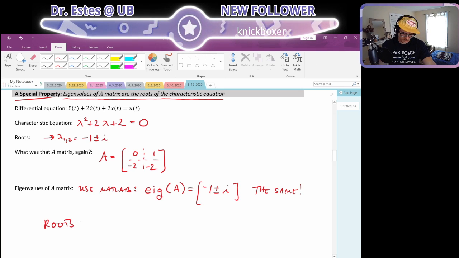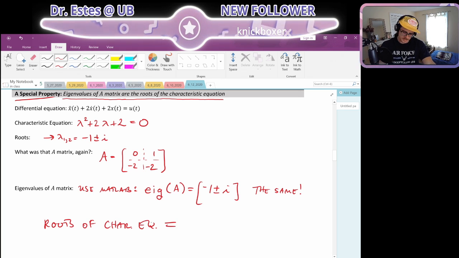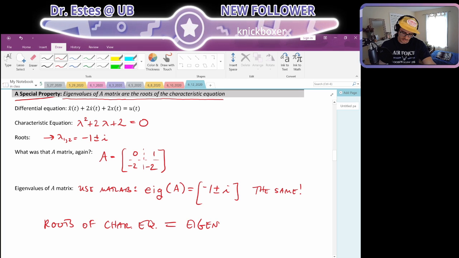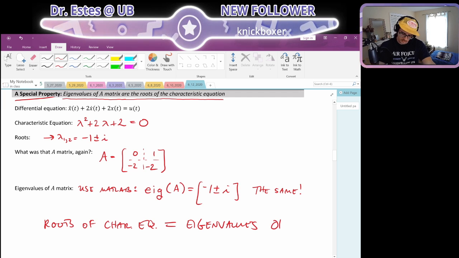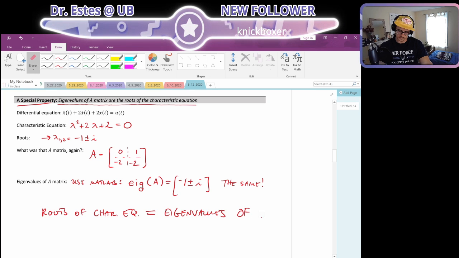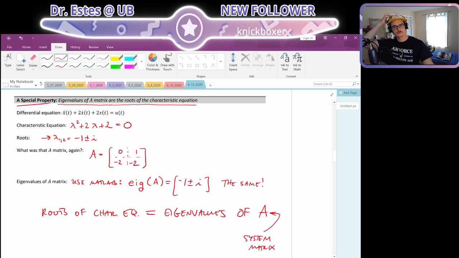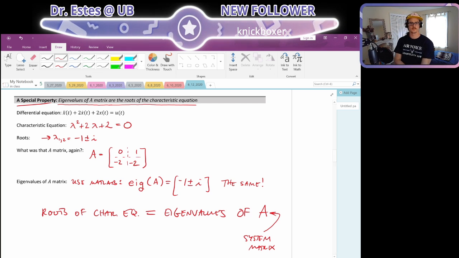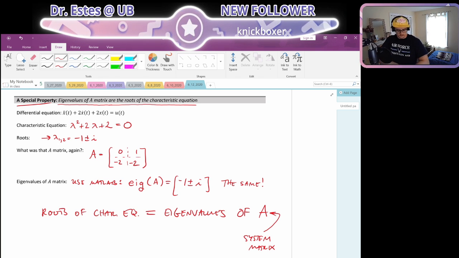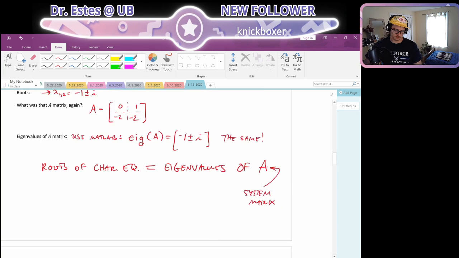So just, roots of the characteristic equation are the same as eigenvalues of A, where A is our system matrix. A very important property.